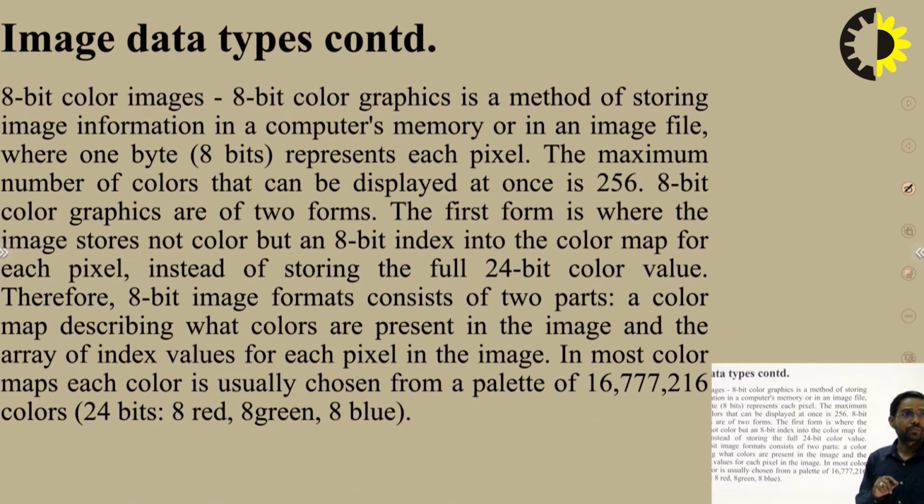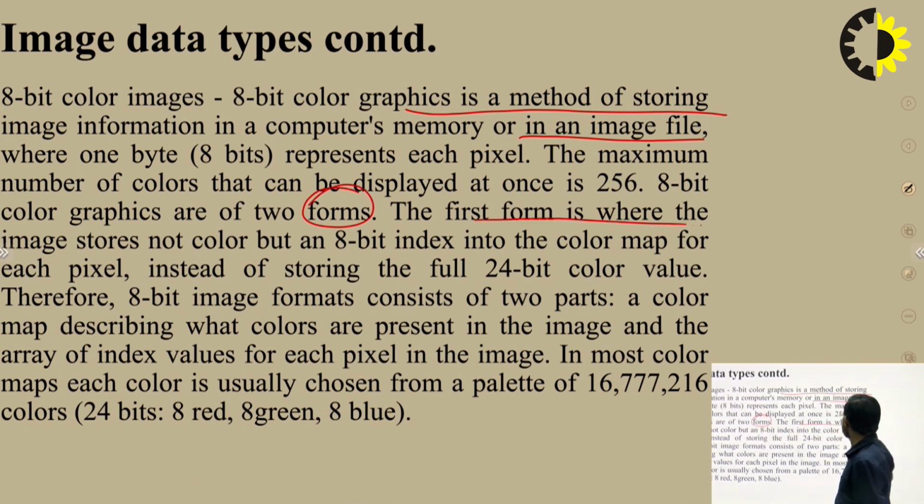Next one is 8-bit color images, just like 2 to the power 8. 8-bit color is a method of storing image information in the computer's memory or an image file. When 1 byte, 8 bits, represents each pixel, the maximum number of colors that can be displayed is 2 to the power 8, or 256. 8-bit color graphics come in two forms.